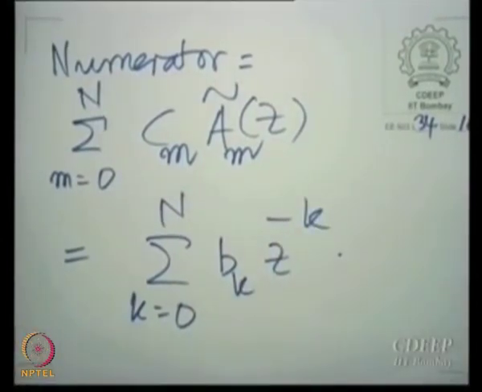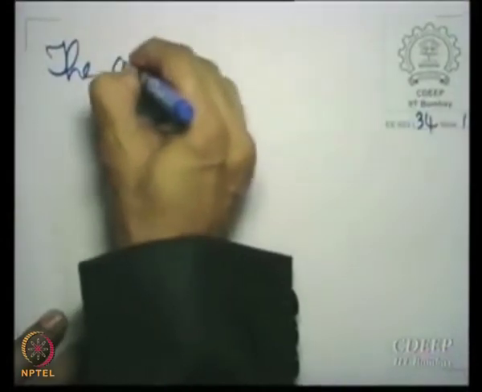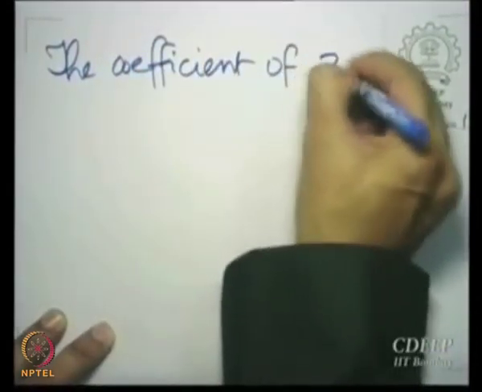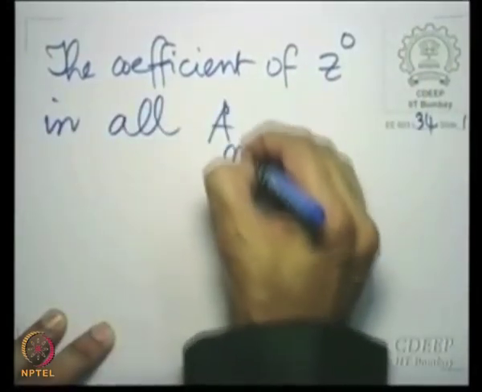Now, once again, employ the relationship between Am and Am tilde. We have noted that the leading term, that means the coefficient of z raised to the power of 0 in all the An, A1, A2, A3 and so on, is 1. And further, the coefficients of An tilde are the coefficients of An in reverse order. And therefore, the coefficient of the highest power of z inverse in all the Am tilde is 1 as well. Let's make this observation. The coefficient of z raised to the power of 0 in all the Am tilde is 1.